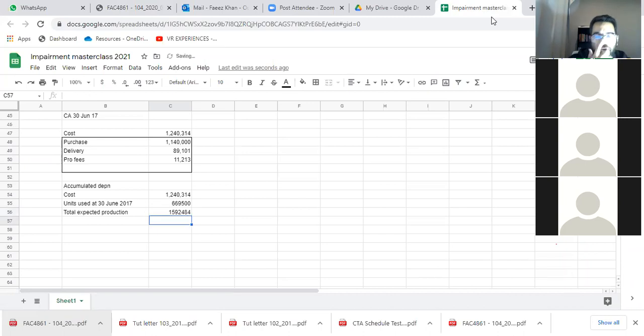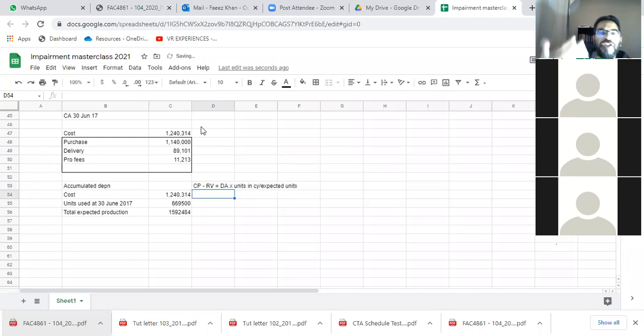So remember, each year the way you calculate depreciation is as follows. Cost minus residual value will equal the depreciable amount. You take the depreciable amount and multiply by units in the current year divided by expected units.